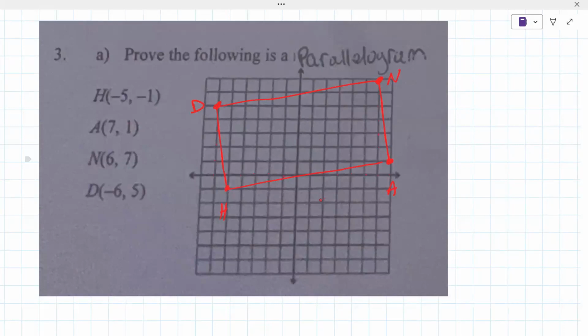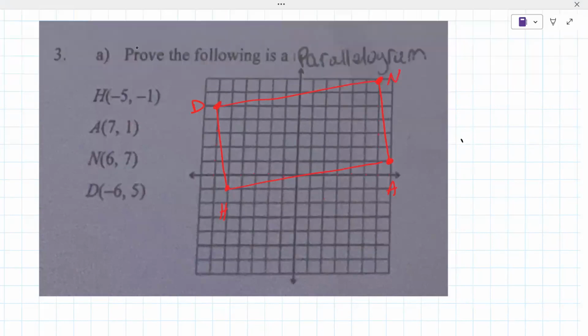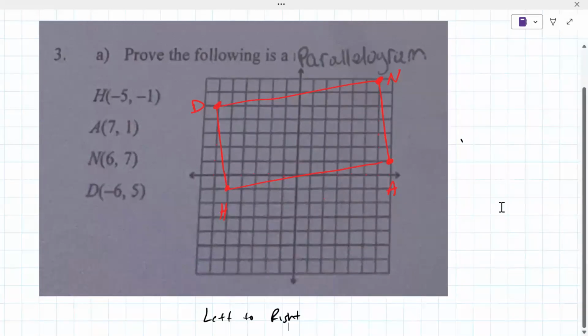So the next thing here is to label from left to right. Why is this the most difficult? That's just true. It just seems the most difficult thing for most students. Left to right. Can you give me a segment from left to right? Like D and N? Yeah, that's a good one. D to N is good. What's another one from left to right?